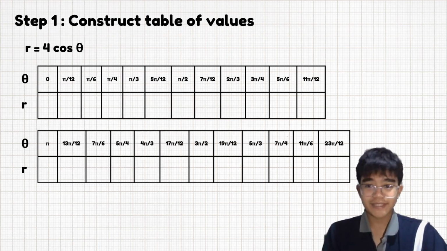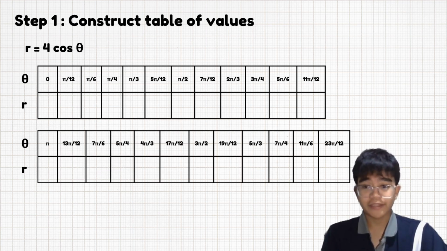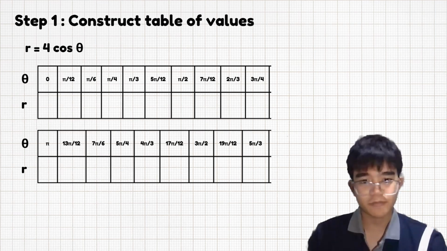So as you can see, this is our table of values using the values of the polar graph. We have 0 to 23 pi over 12. I did not include 2 pi in the table of values because the radius of 2 pi is just the same as the radius of 0.